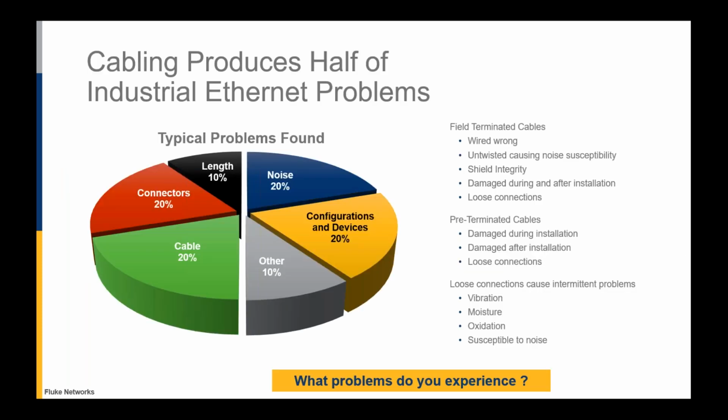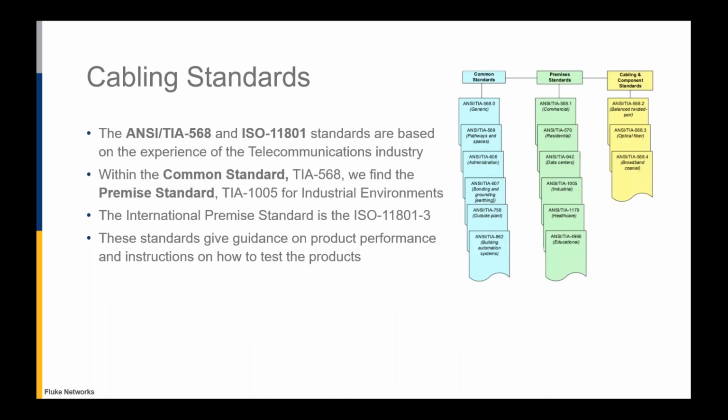We always want to emphasize the importance of cabling working properly. There's some debate about whether cabling problems represent 20% or 50% or 80% of the problems on the network, but very often the cabling is going to be suspected of causing a problem in the network.